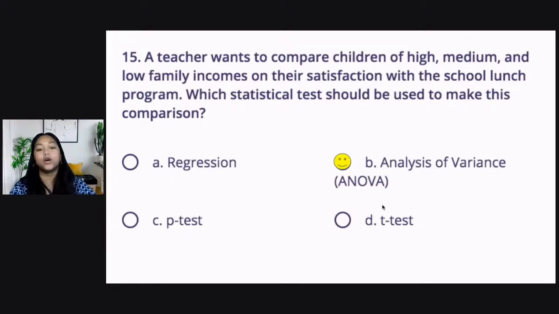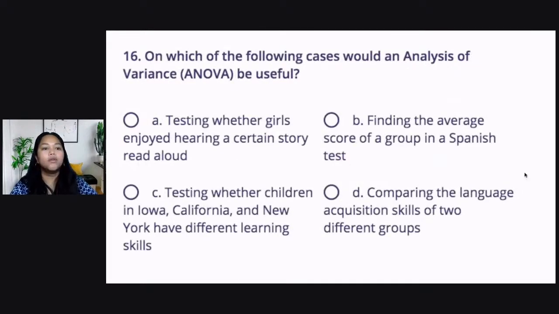T-test is only for 2 groups, okay? So letter B po yung ating hinahanap. Yung p-test po would be done after your t-test or after your ANOVA. Okay, so here, ANOVA po yung ating gagamitin. So letter B is the correct choice. We move on, number 16.